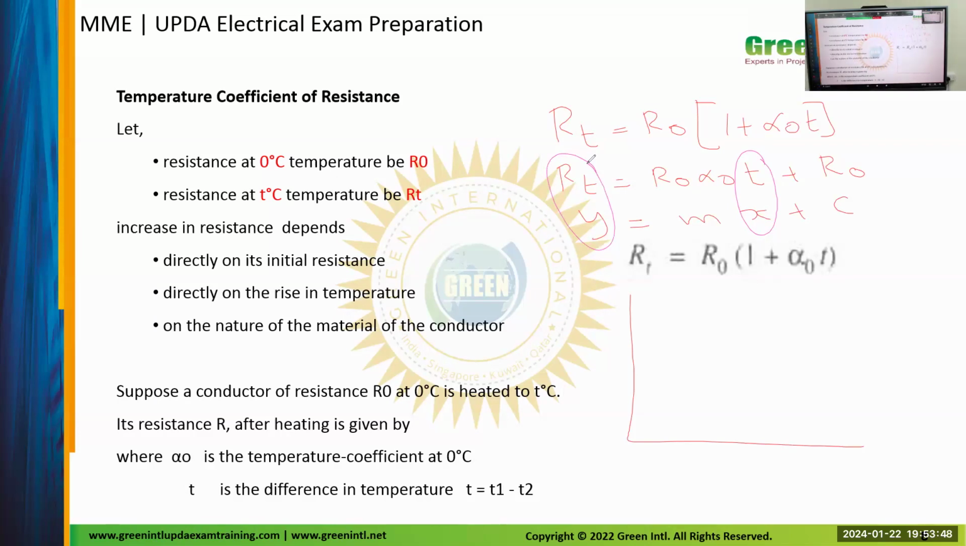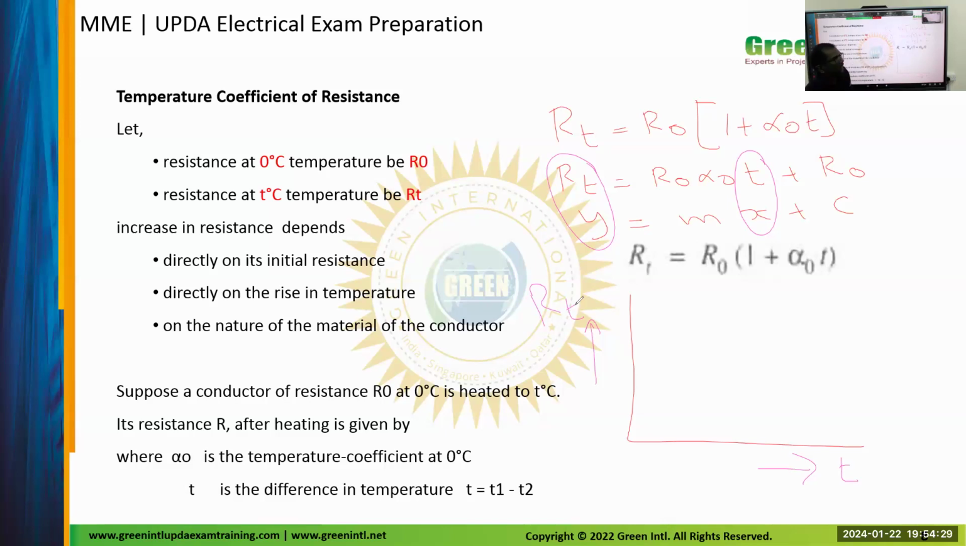So from this, what we understand is that we have 1, 2, 3, 4 variables. Out of the 4 variables, R naught and alpha naught are constants, which means we have 2 variables: one is RT, another is T. So RT depends upon the T value. As the temperature increases, RT increases. Now we can draw the graph like this. On the x-axis we put T, on the y-axis we put RT. T is the independent variable, RT is the dependent variable.